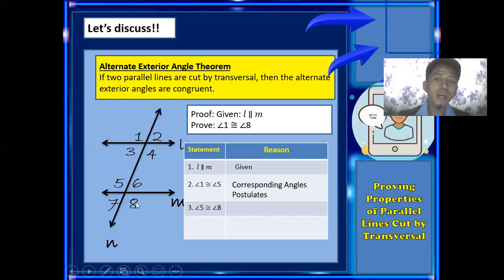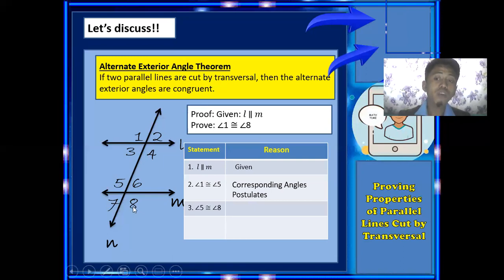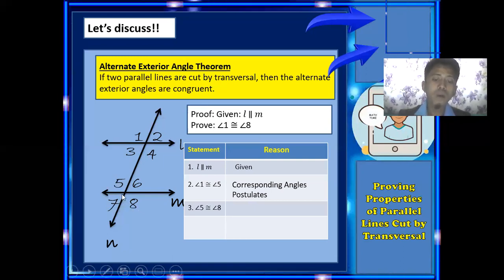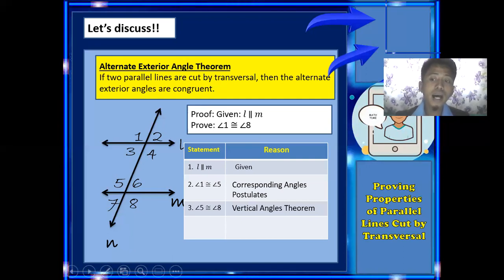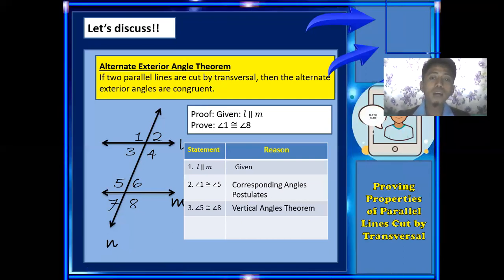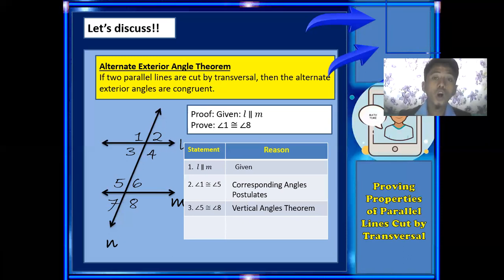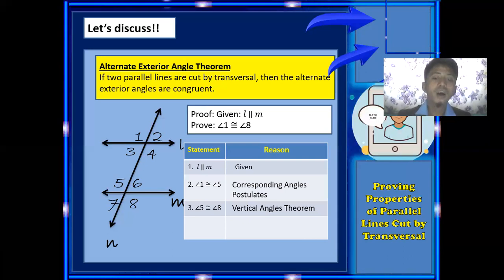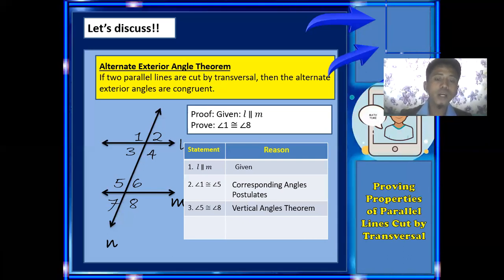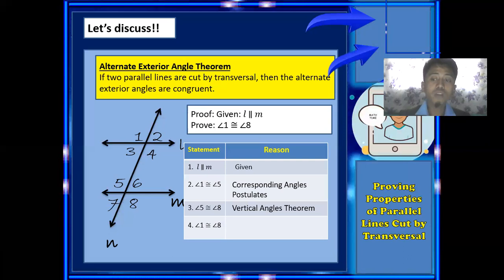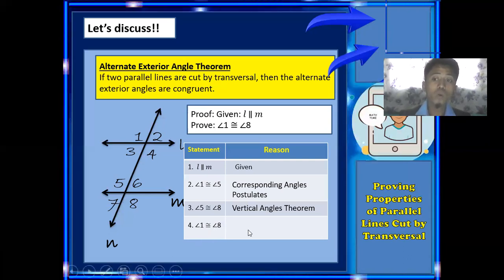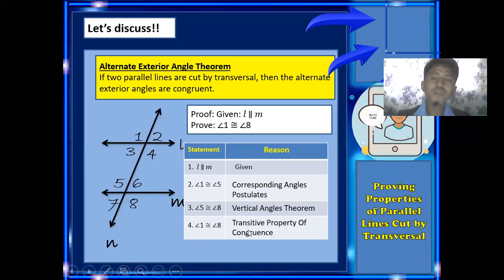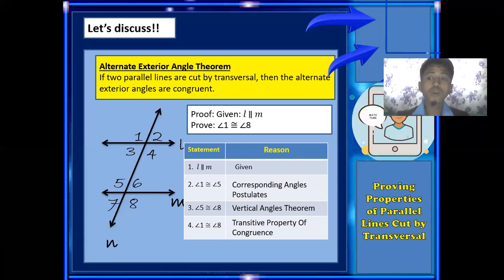So we have angle 5 and angle 8. Obviously their position is vertical angles. And based on the vertical angle theorem, once you have two vertical angles, they are always congruent. So is this clear? Okay. Then next we can now use: angle 5 is congruent to angle 8. So what is that reason? The very familiar reason, transitive property of congruence.